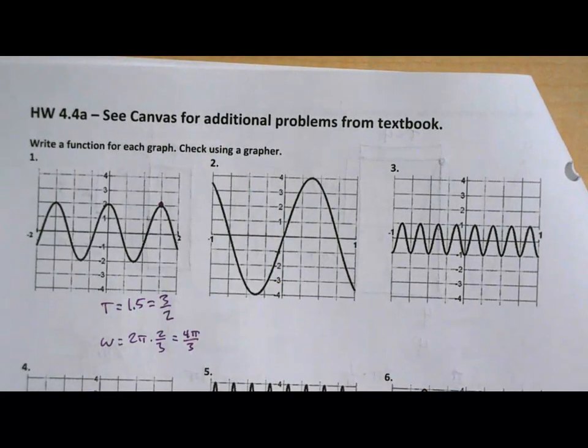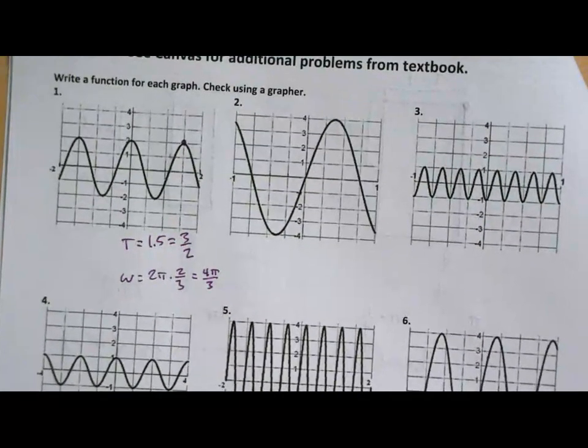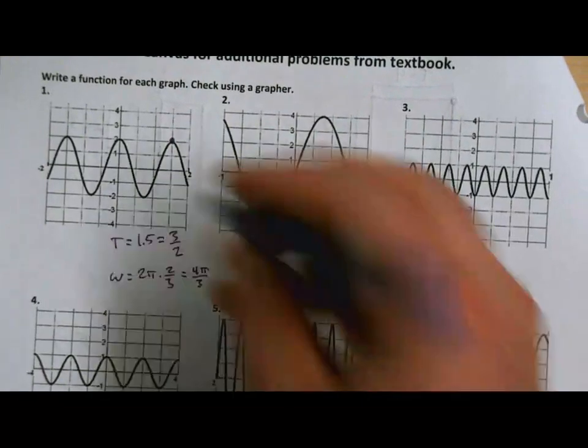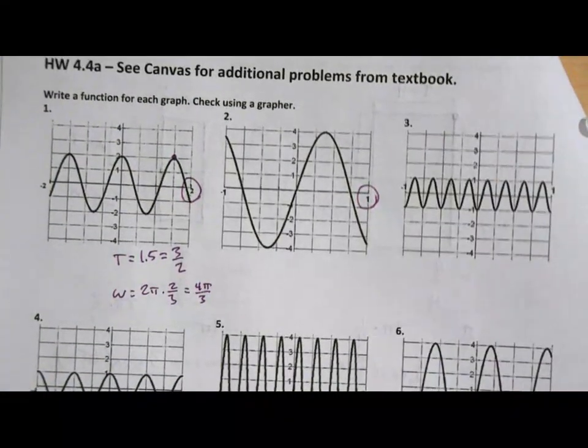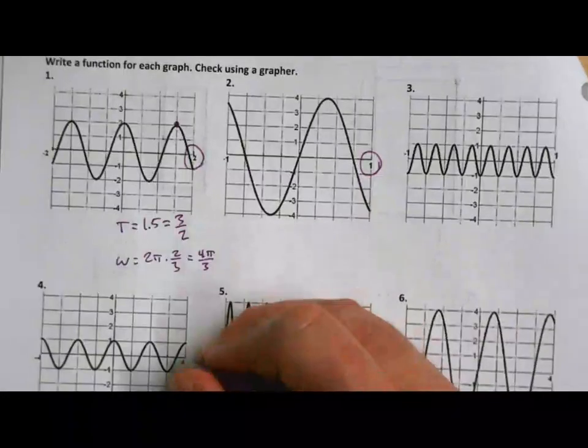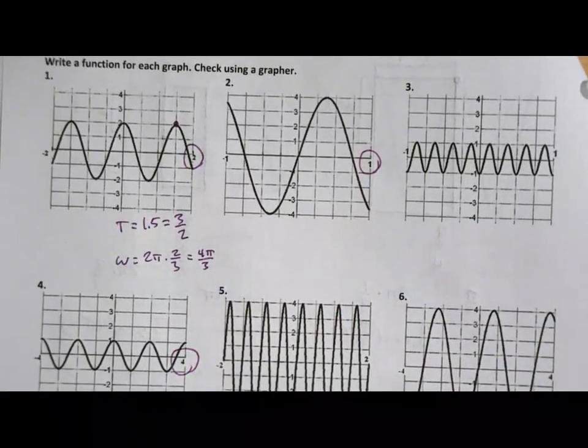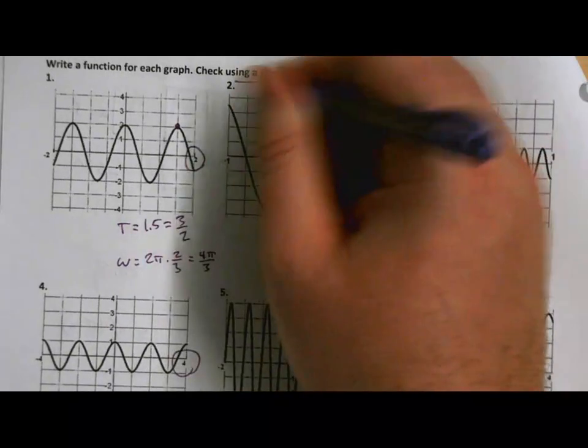I'll get you answers. Can I just please point out to you that the x scale is different on most of these graphs? Some of them go from -2 to 2. Some of them go from -1 to 1. This one's going from -4 to 4. So make yourself a little note of that now. My expectation is that you are checking with a grapher.